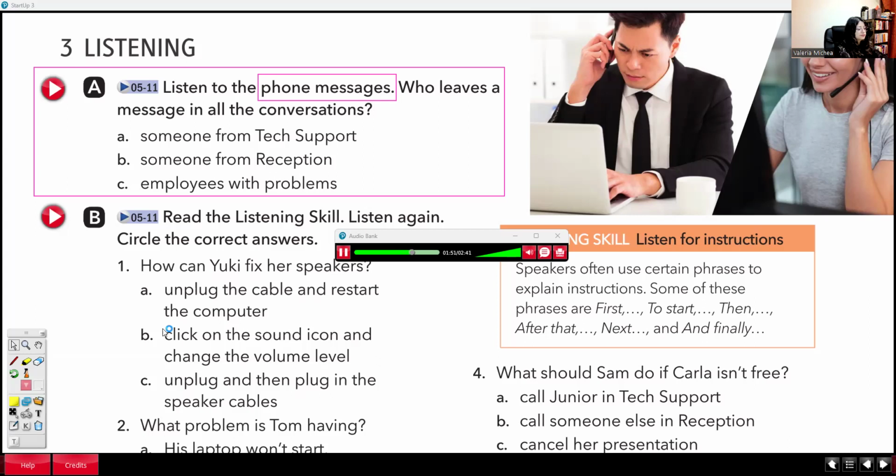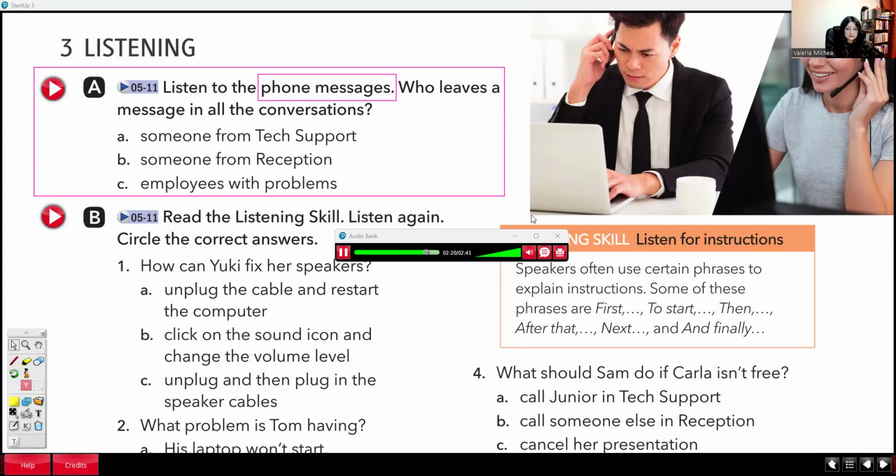5, Hi, Julio. This is Mary. I got your message that your computer keeps crashing. Your hard drive may be full. To start, delete any files that you don't need. Then, remove any programs that you no longer use. And finally, restart your computer. That will solve the problem. Let me know if you need any more help.